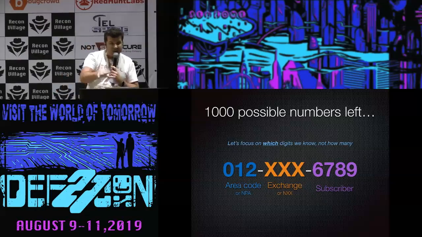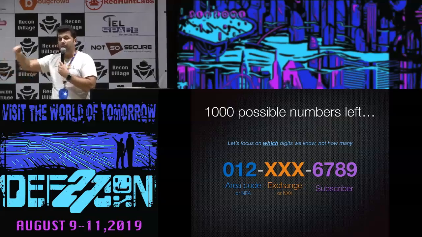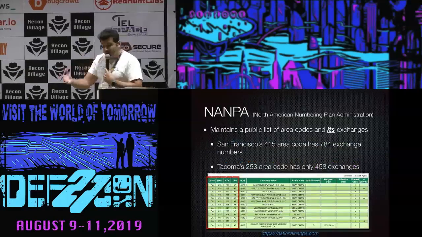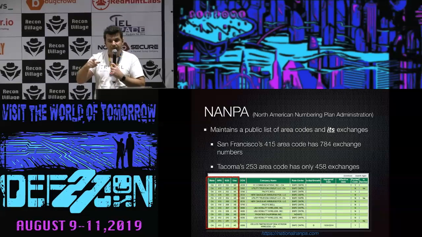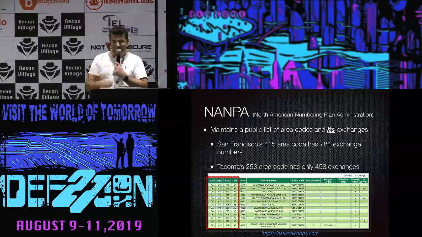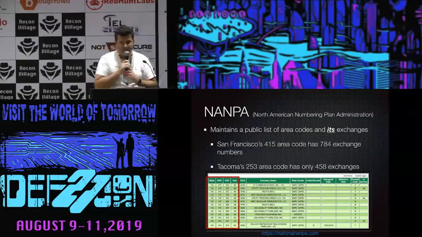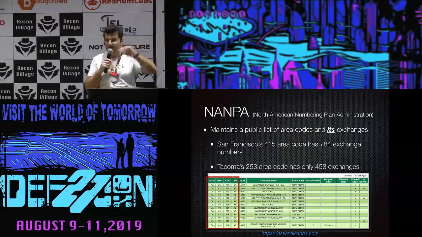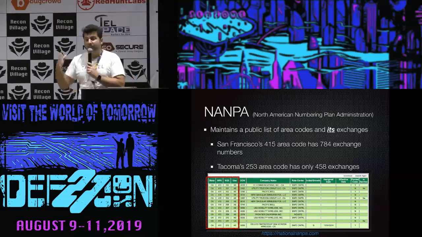So the thing is, now we are focusing not on how many numbers we don't know, but which ones we don't know, and that's the exchange. Enter the... That's good. That's what we are going to get at. 0000 is 0. Exactly. There are actually more. Good point, and we are going to get into that. Exactly. And actually 211, 311, yeah. We're going to get into that. So enter the North American Numbering Plan Administration.